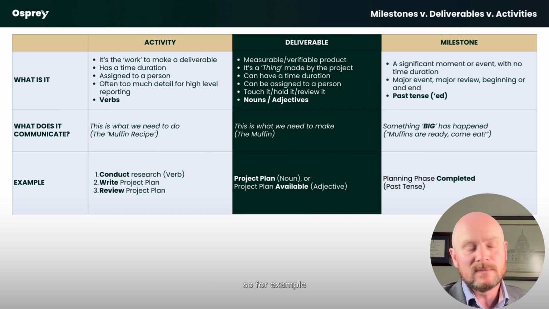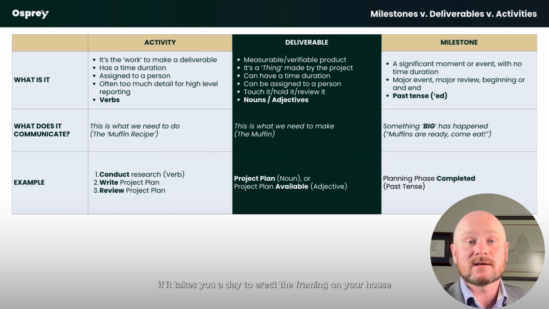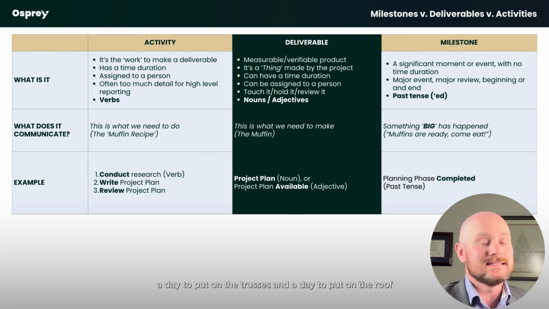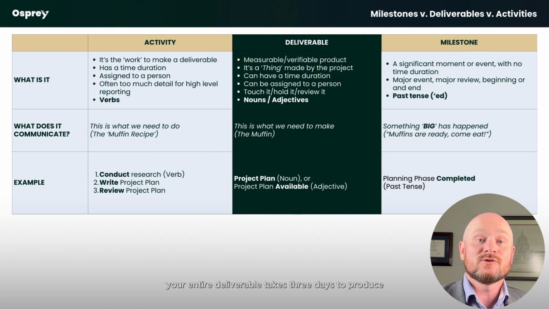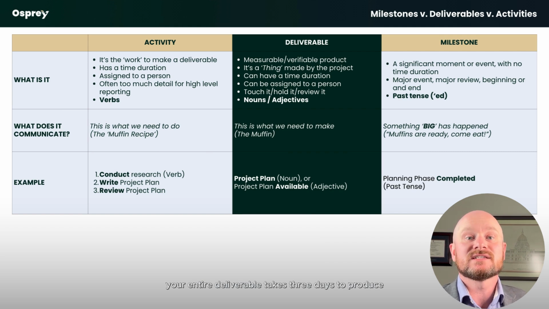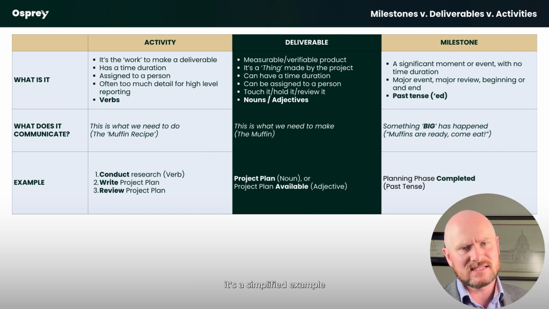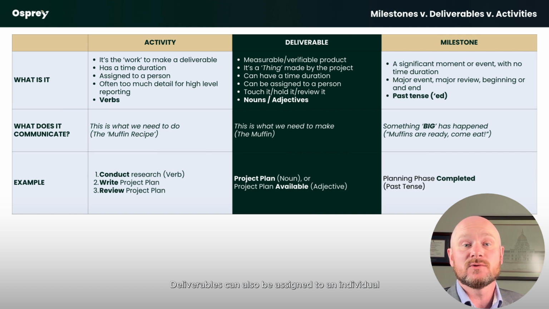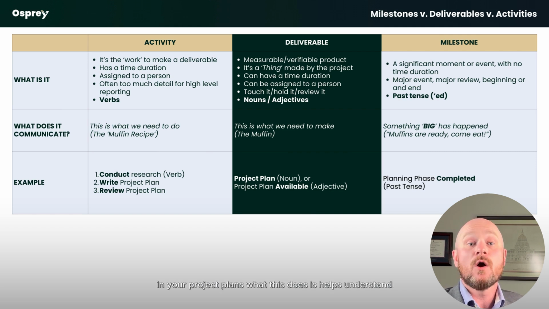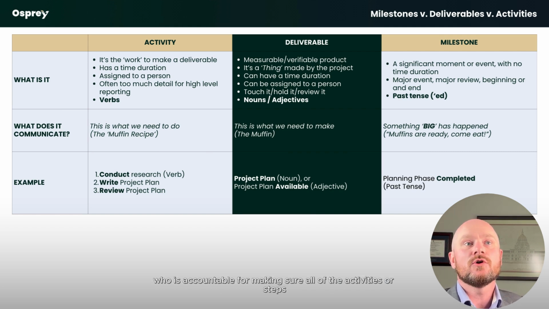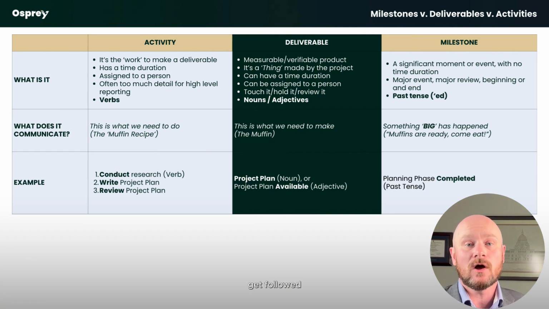So for example, if it takes you a day to erect the framing on your house, a day to put on the trusses, and a day to put on the roof, your entire deliverable takes 3 days to produce. Each of those activities takes 1 day. It's a simplified example, but you get the idea. Deliverables can also be assigned to an individual in your project plans. What this does is helps understand who is accountable for making sure all of the activities or steps get followed.